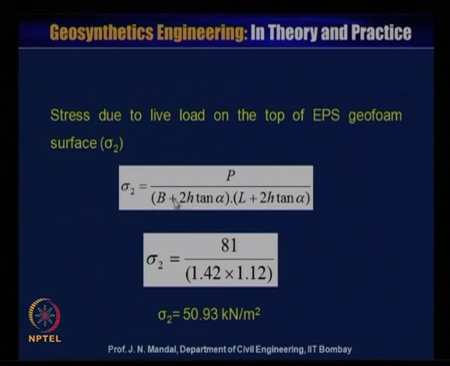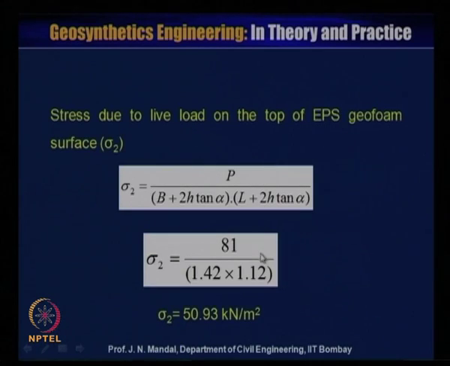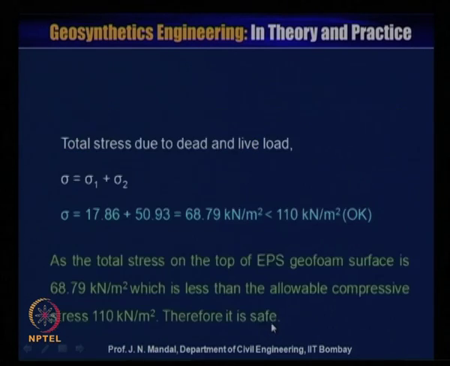So, sigma 2 at this level will be equal to P divided by (B plus twice H tan alpha) into (L plus twice H tan alpha). So, sigma 2 is equal to P, the axial load, 81 is given, and this is 1.42, this is 1.12. We are substituting these values here, 1.42 and 1.12. So, this will give a sigma 2 value of 50.93 kilonewton per meter square.